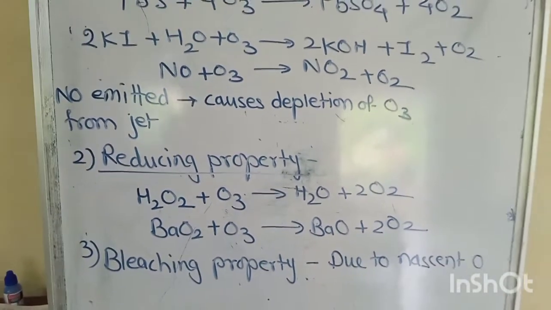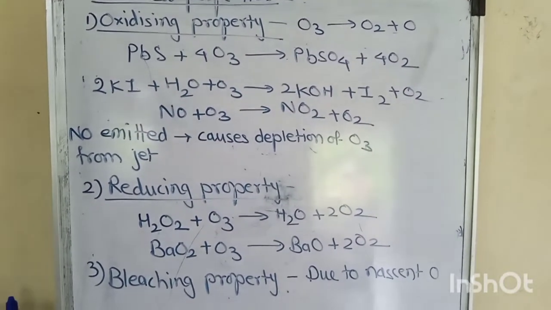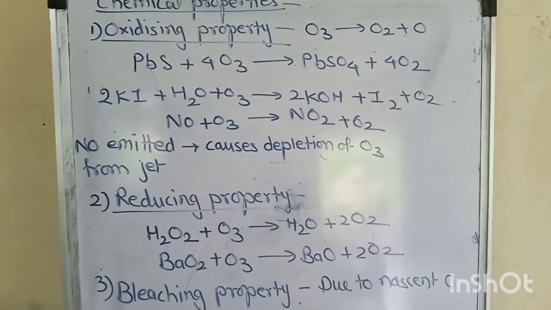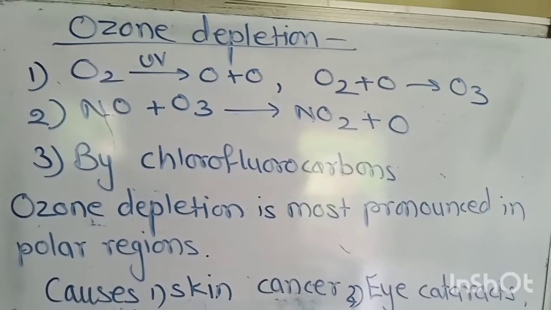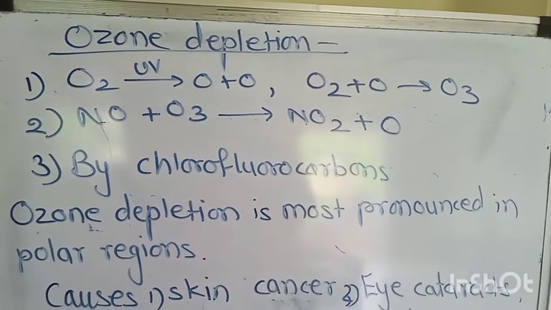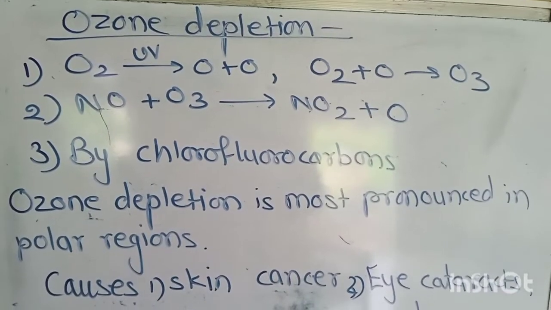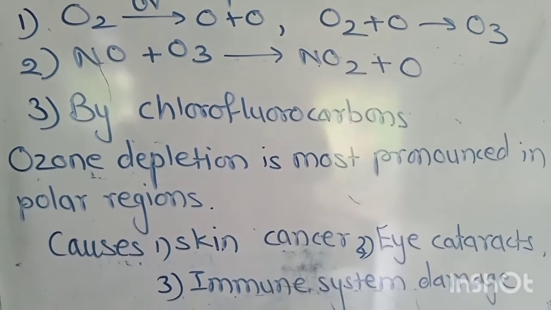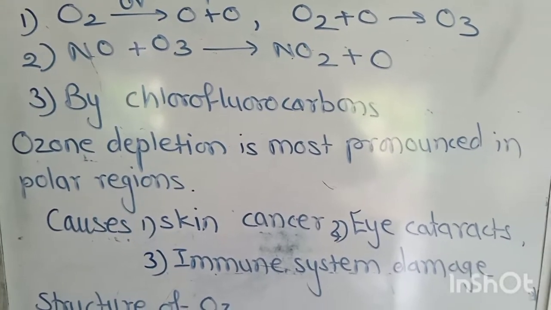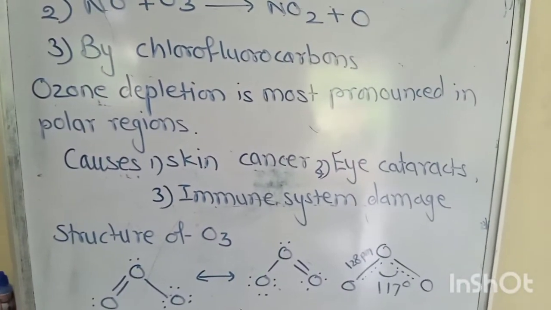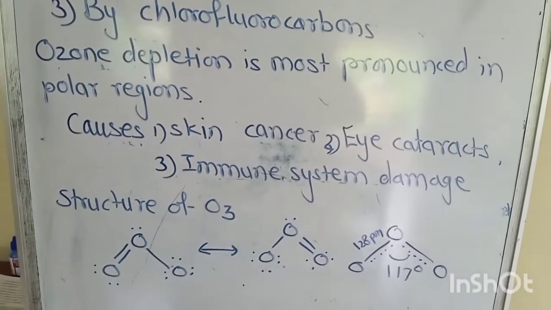Due to nascent oxygen, it acts as a bleaching agent. Nascent oxygen reacts with colored matter to turn it colorless. Ozone depletion. We have seen that ozone is formed in the atmosphere due to ultraviolet rays of sun, but because of nitric oxide, ozone layer gets depleted. It also gets depleted by chlorofluorocarbons emitted from refrigerators or air conditioners. Ozone depletion is most pronounced in polar regions. It causes skin cancer, eye cataracts, and it causes damage to our immune system.